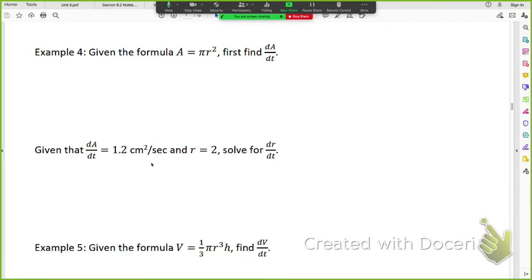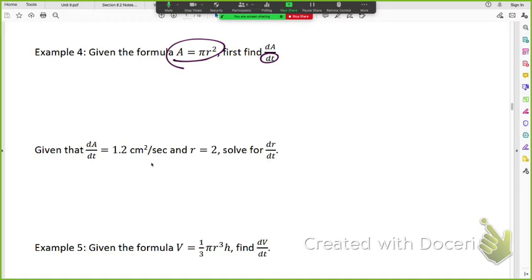Where do we recognize this from? It's area of a circle, right? So this is just a basic formula that we've been familiar with. We're going to treat this the same way we've been treating the other ones. We would like to find dA dt. Okay, so my question for every variable is, does it match?